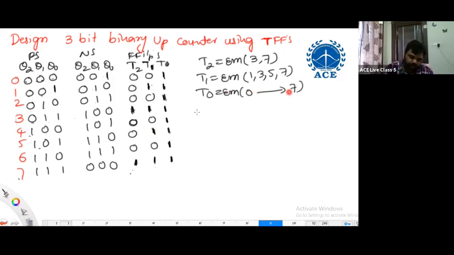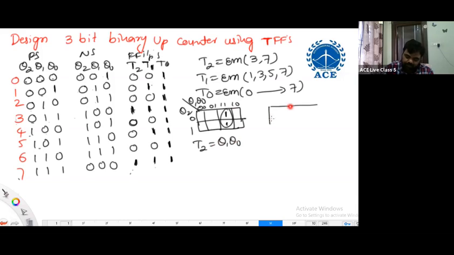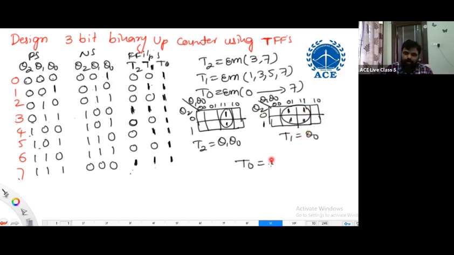Now, let me use K-maps to find expressions with Q2, Q1, Q0. What is it here? 3 and 7. So, T2 is equal to Q1 Q0. Similarly, for T1, what is it here? 1, 3, 5, 7. T1 is equal to Q naught. What about T naught? T naught is equal to 1.